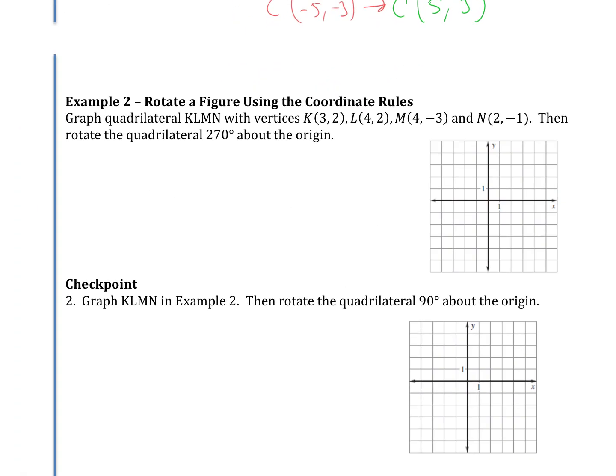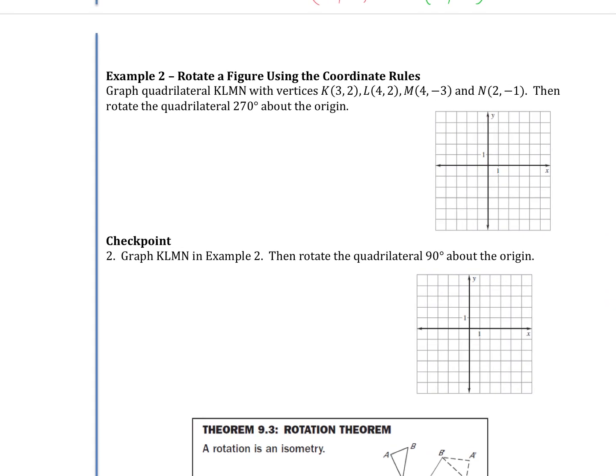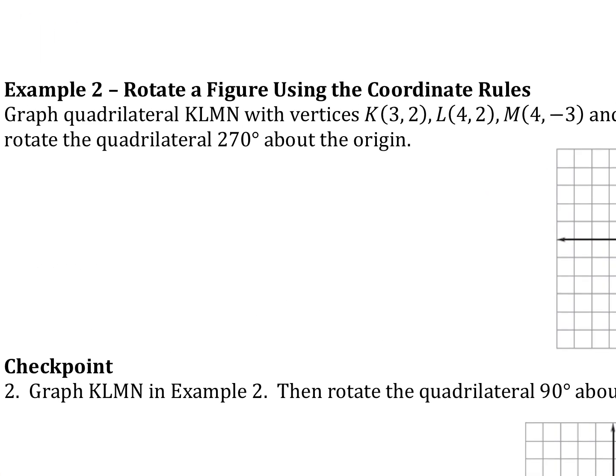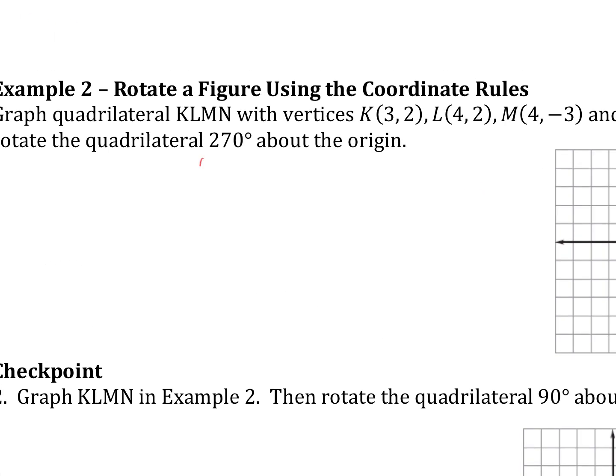Okay, now we're doing a similar thing, but now we're actually going to visualize it here with an actual graph. So yeah, similar thing. We're doing a quadrilateral. It has kind of a funky shape, and we're going to go ahead and graph it. Actually, we're going to do the rules, and we're going to graph it and see what happens here. All right, so we're doing a 270-degree rotation.